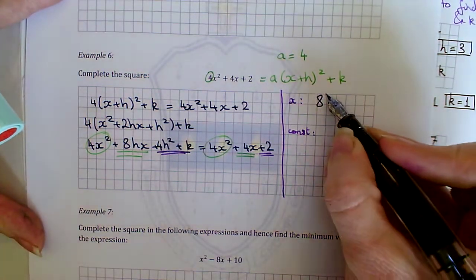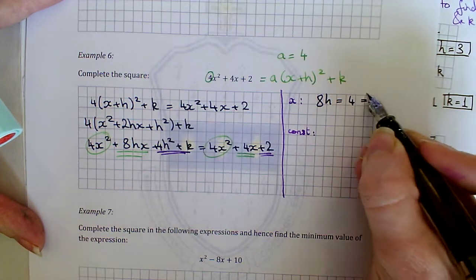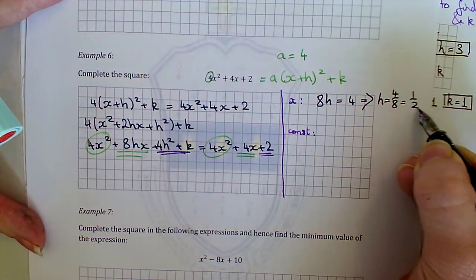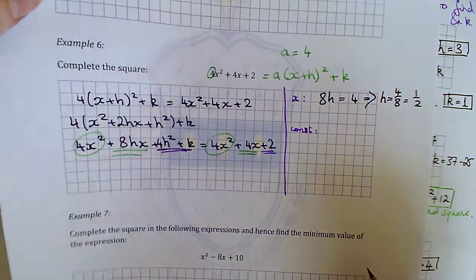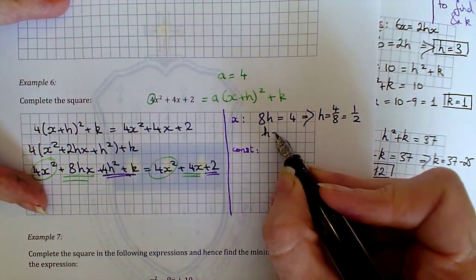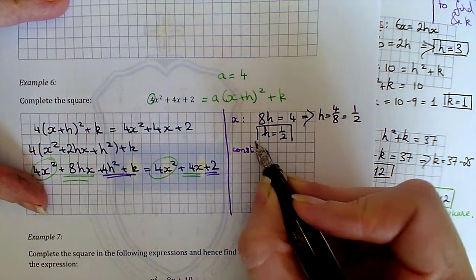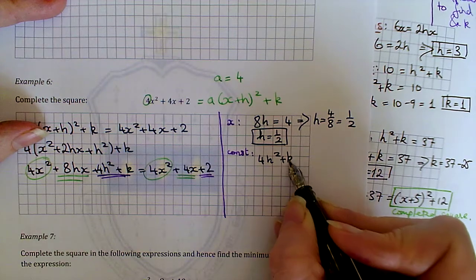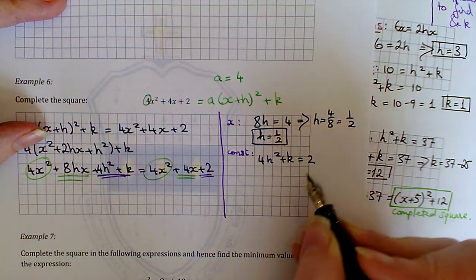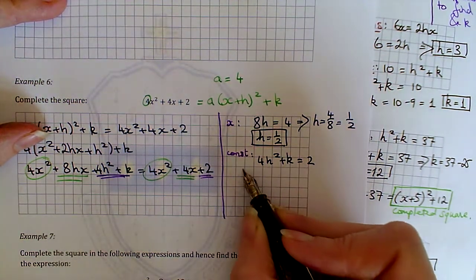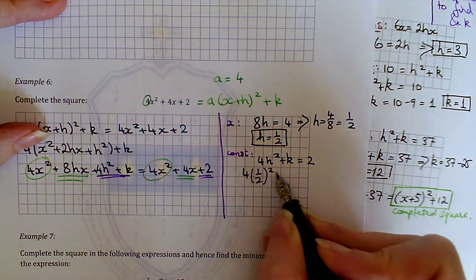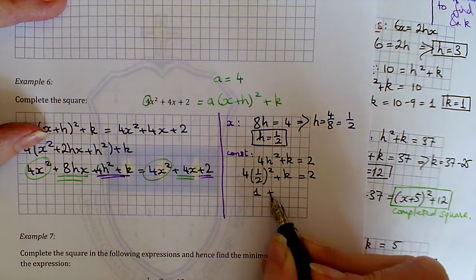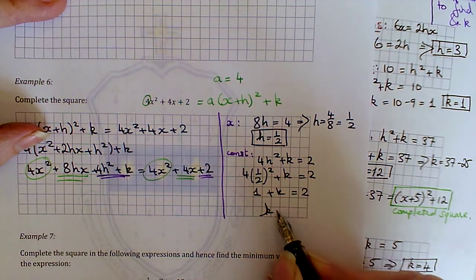So 8h is equal to 4, which means h is equal to 4 over 8. h is equal to a half. My constant term then, 4h squared plus k is equal to 2. But we know what h is, it's a half. So 4 by a half squared plus k is equal to 2. That's 4 by a quarter, so that's 1. Plus k is equal to 2 and k is equal to 1.